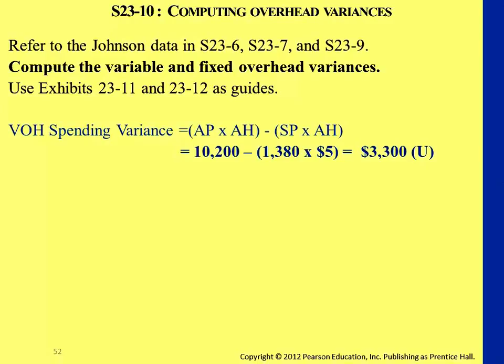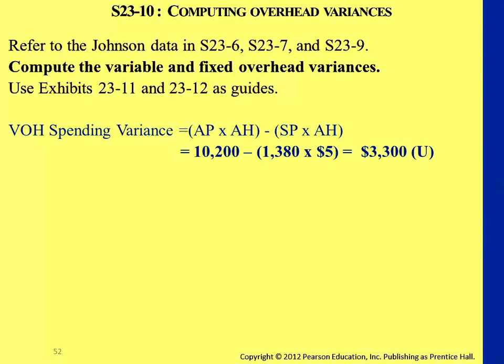Okay, so if you use 1,380 times 5, this will give you 6,900, right? But we actually spent 10,200 compared to 6,900. We spent too much compared to the rate that we got earlier. Okay, so this should be unfavorable. So this is the spending variances.